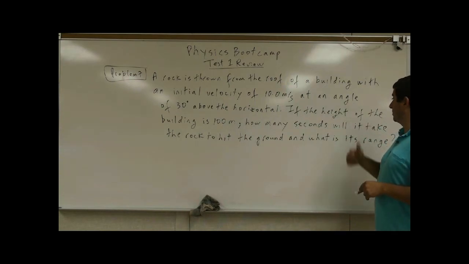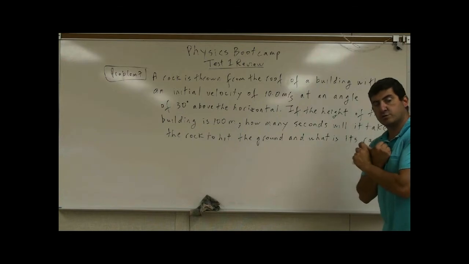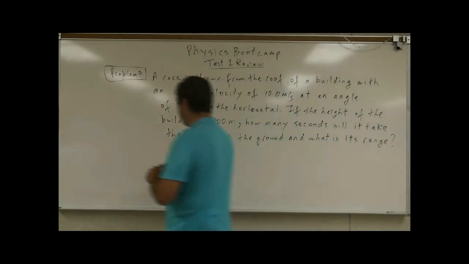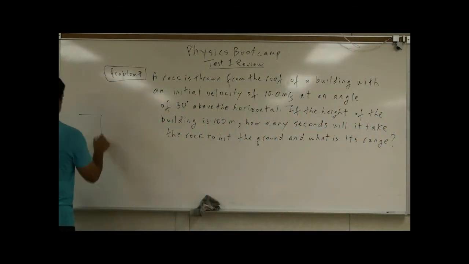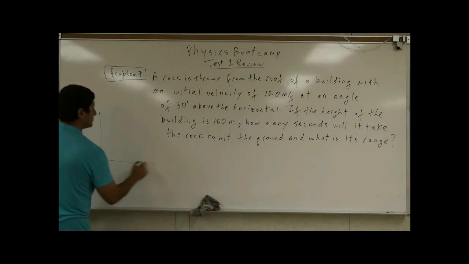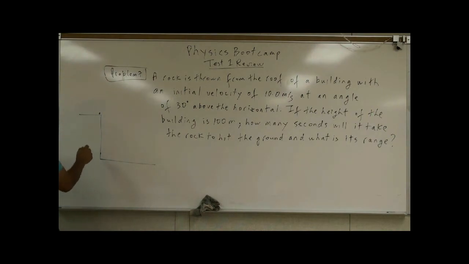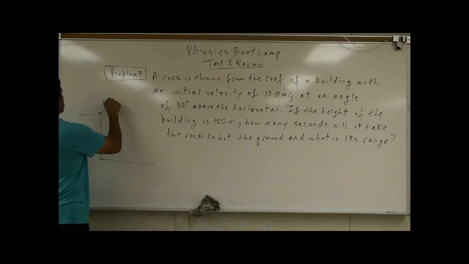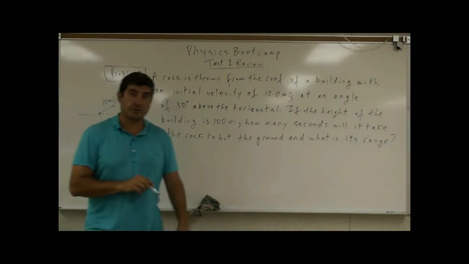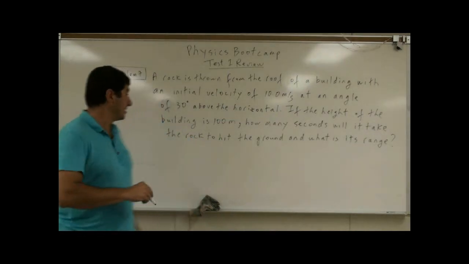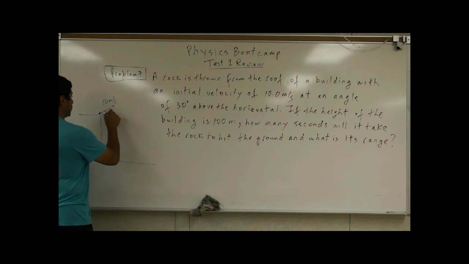Okay, so we want to know how many seconds it will take for the rock to hit the ground. So we're throwing the rock from the height of a building. The height of the building is 100 meters. So now we're throwing it at 10 meters per second. But this time, instead of the previous problem where the bullet was going horizontal, it's launched at a 30-degree angle.